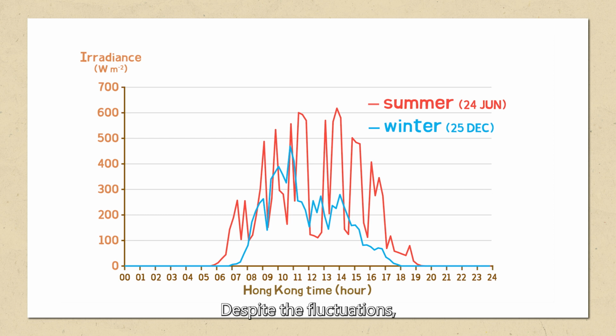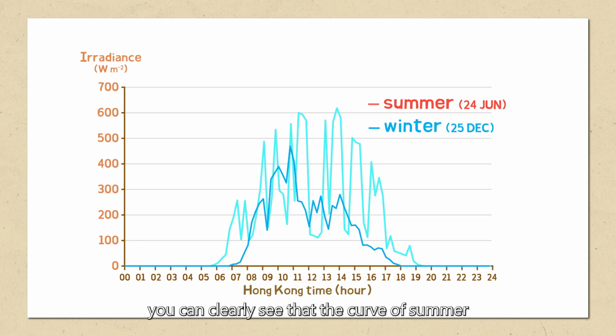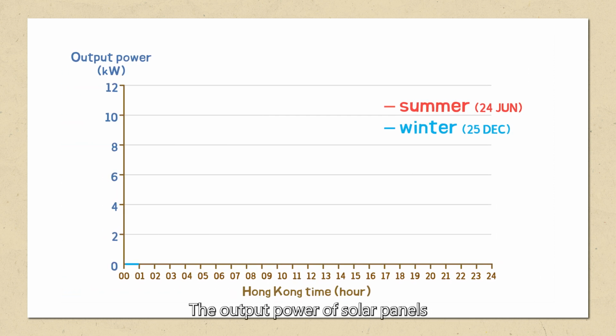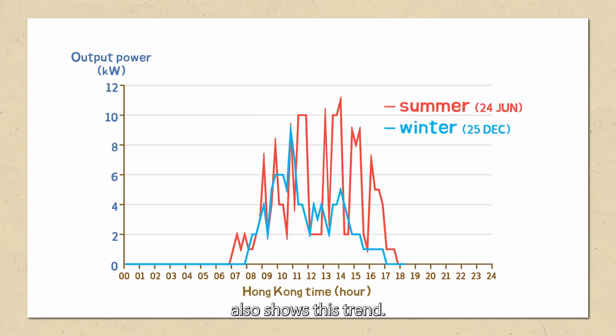Despite the fluctuations, you can clearly see that the curve of summer is generally higher than that of winter. Yes, the sunshine duration is also longer. In summer, the sun rises earlier and sets later. The output power of solar panels also shows this trend. The curve of summer is higher than that of winter. The sunshine duration is also longer in summer.